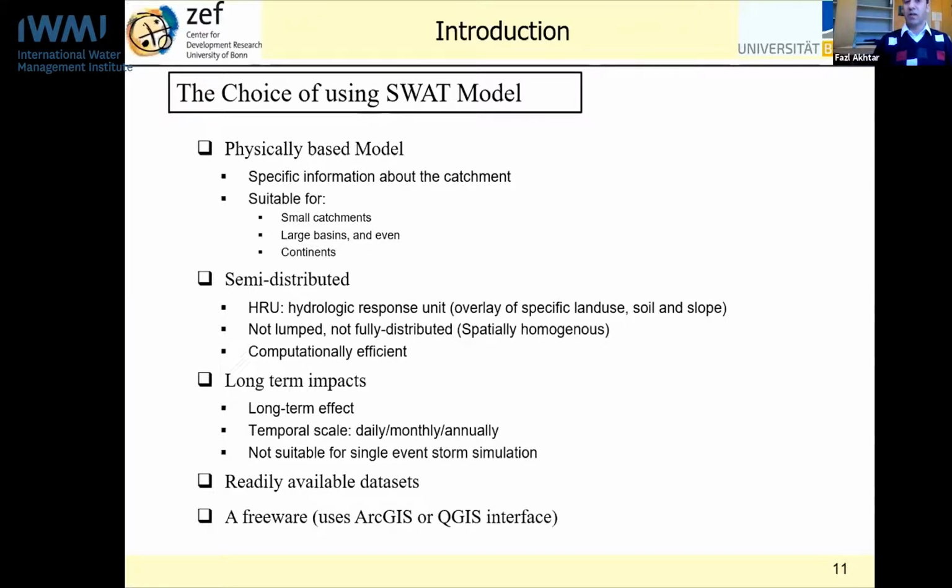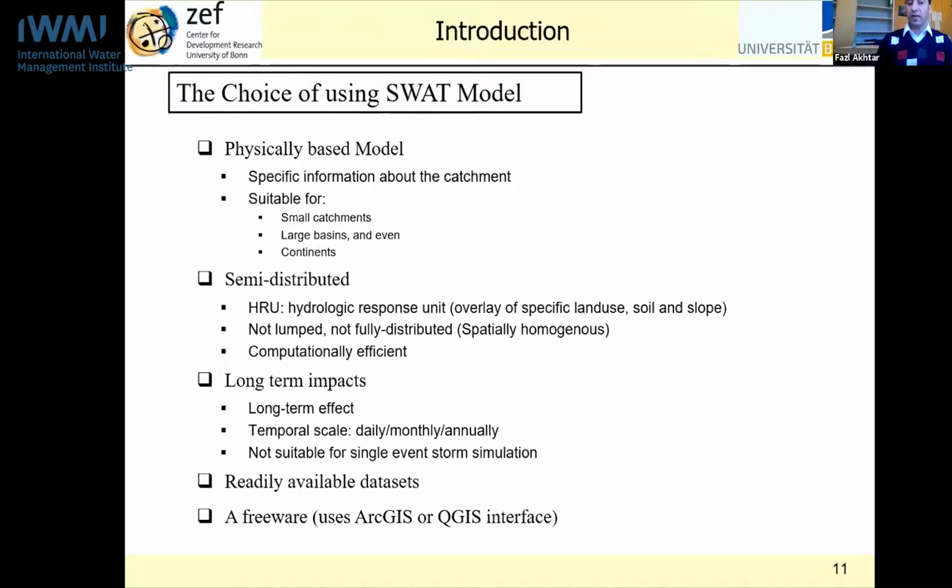It's a semi-distributed model, considering the HRUs, or hydrological response units, by considering the land use, soil, and slope. So the divisions take place based on these mainly three characteristics. Especially, it's homogeneous and efficient. It has also been proven to be very effective in simulating the long-term effect, be it for streamflow or other variables. The temporal scales it covers are daily, monthly, and annually.